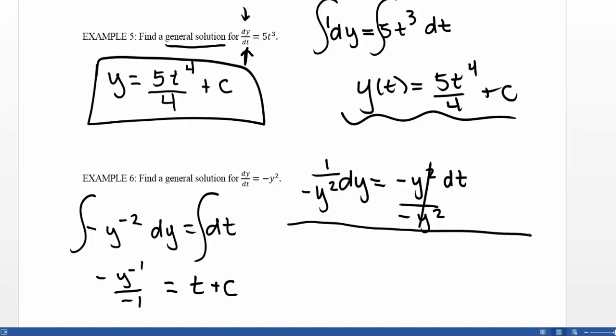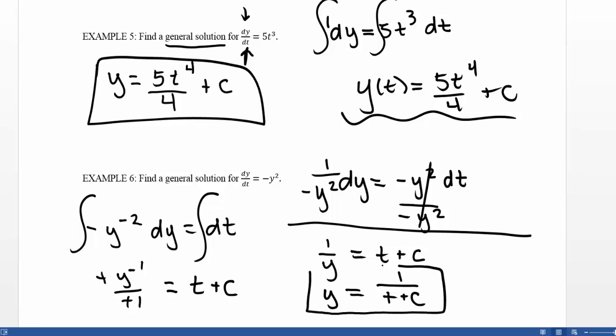On the left-hand side, the negatives are going to cancel here, and I'm going to resimplify that into 1 over y equals t plus c. So remember, y is my dependent variable. So that's what I want to be solving for. My final equation should say y equals. So I'm going to do a little algebra and reciprocals here. So I'm going to get y equals 1 over t plus c. So solving for y gives me my final solution here to my differential equation.